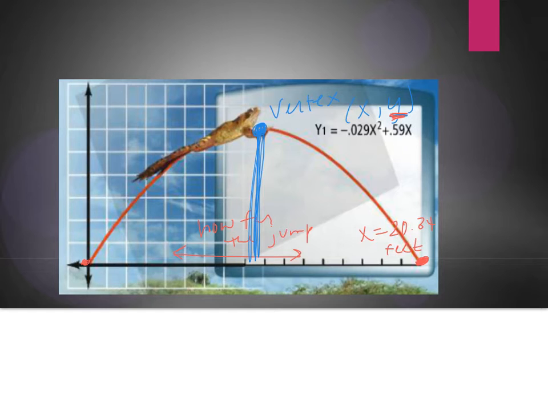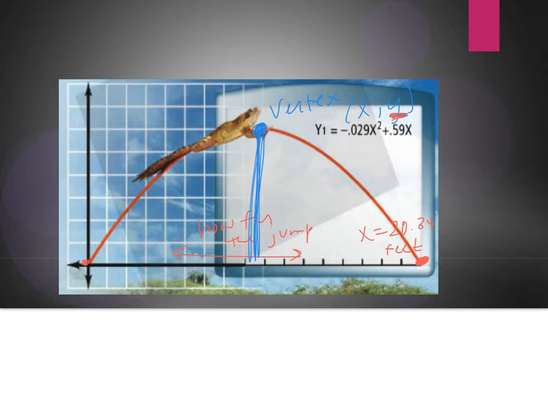And so again, we already know how to find the vertex, right? Actually, you can do this one of two ways. You can go into your calculator and do maximum, right? So we go to calc, and then we go to maximum, and then that's left bound, right bound, enter, and it would give you your vertex.